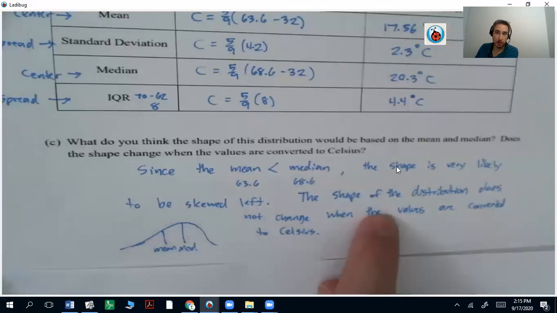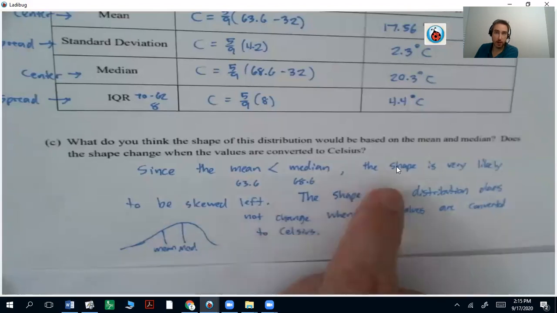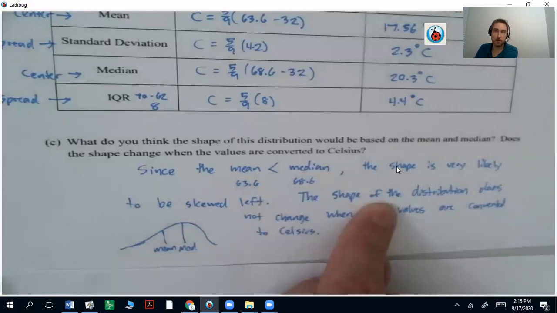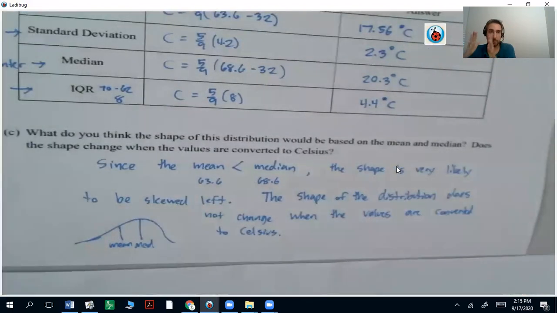So the shape of the distribution does not change when the values are converted to Celsius. It's going to be skewed to the left, but the shape will not change when converted to Celsius, because shape does not change no matter what you add, subtract, multiply, or divide. It's going to be the same shape. The spread will get smaller because you got smaller numbers, but the shape will be the same.